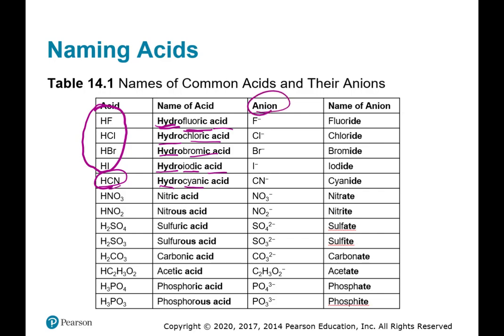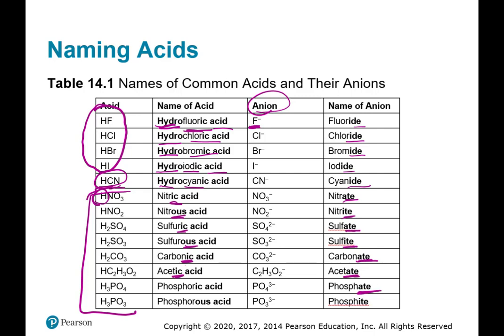This shows the anion, which means without the hydrogen attached to it. So we have fluoride, chloride, bromide, iodide, cyanide. Then we get into our oxygen containing, or our polyatomic ions with an H with it. So nitric acid came from nitrate. Ite turns to ous. Sulfate, sulfuric, ite to ous. Carbonate to carbonic. Acetate, ate turns to ic.